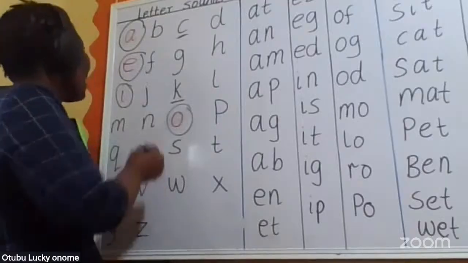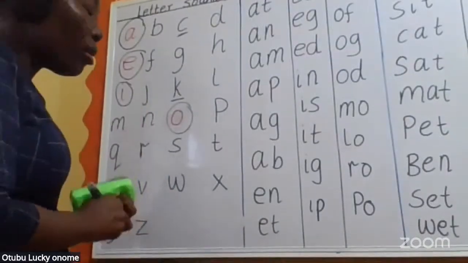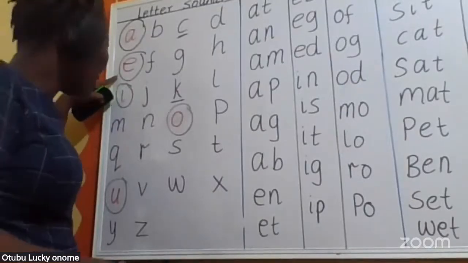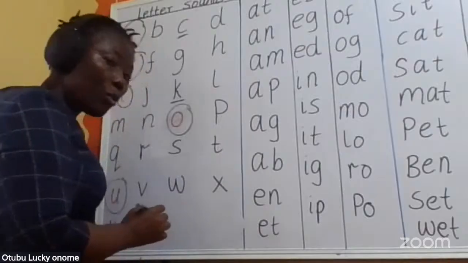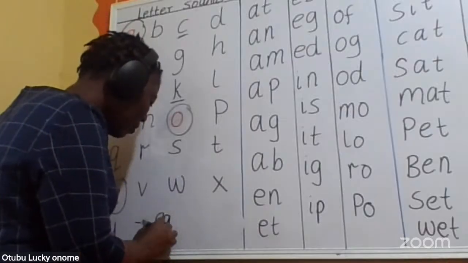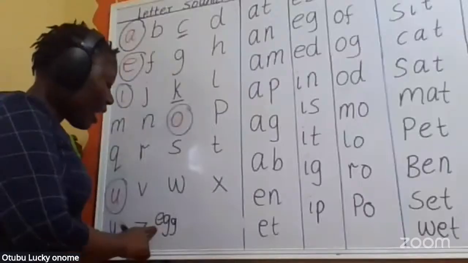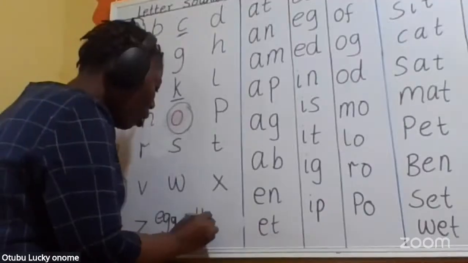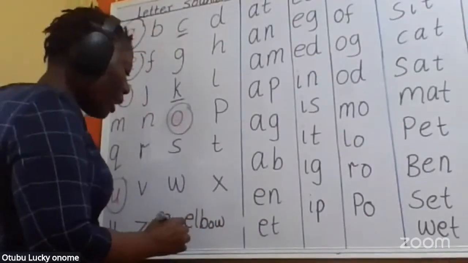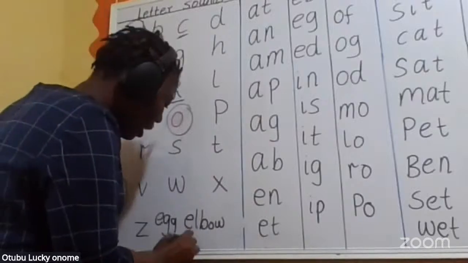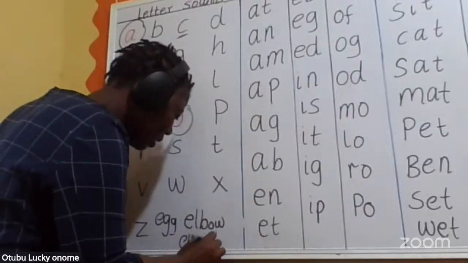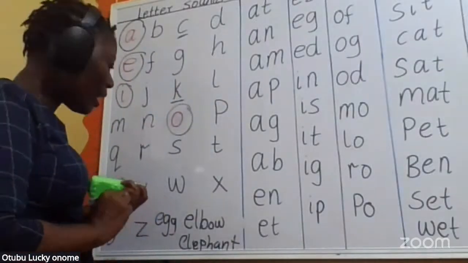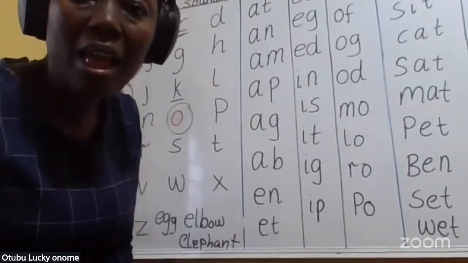The next one we are looking at is e. E is a vowel letter. And we have e in words like egg, elbow, elephant. So we have e in words like elephant, egg, and this is how to say e. Just open it. E.